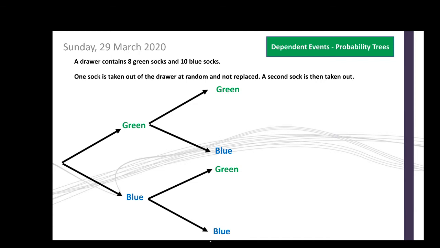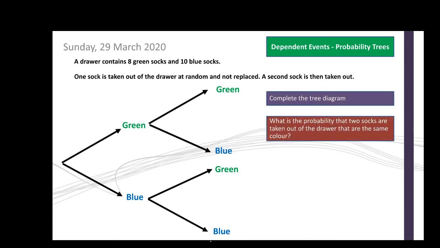If you want to, pause the video now and try it first. I'm going to go through it because it's an example question, but you could pause it and have a go. Okay, so whether you pause or not, don't mind. We've got: complete the tree diagram. What is the probability that 2 socks taken out of the drawer are the same colour? Okay, so that was my question and my task to do.